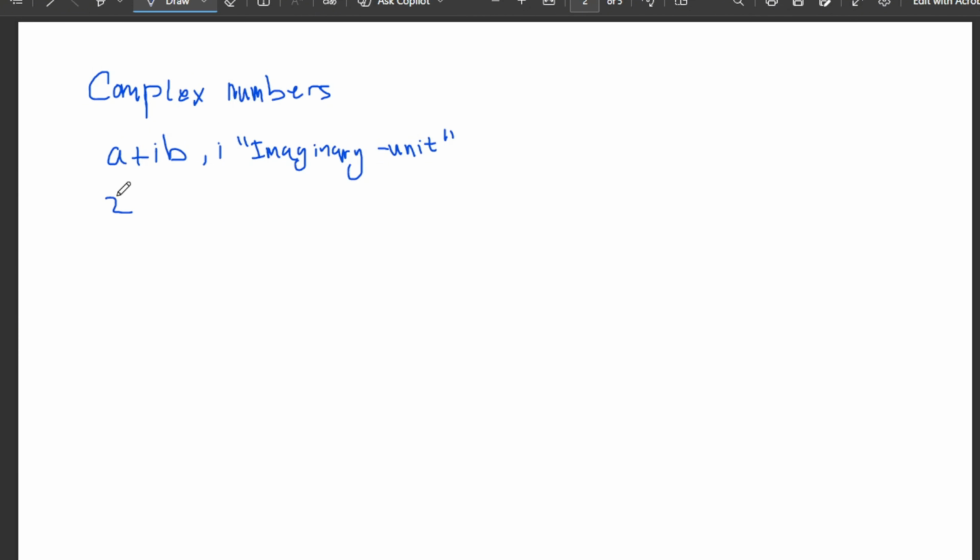So complex numbers, what are they? A complex number is given as the expression a plus ib, where i is the imaginary unit. i has a value of the square root of -1.